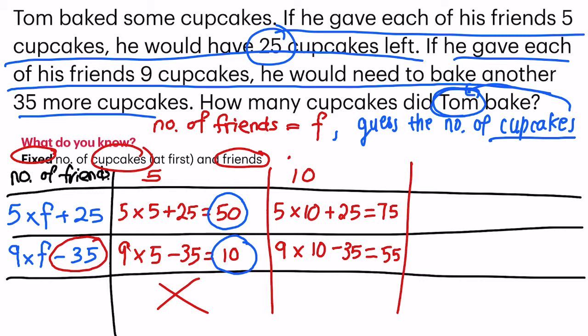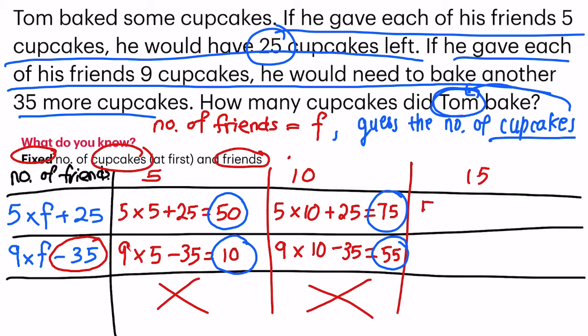So let's do a comparison. Based on the 2 scenarios, the first scenario, there are 75 cupcakes that Tom had baked at first. For the second scenario, we have 55 cupcakes that Tom had baked. Remember, there is a fixed number of cupcakes, so it should be the same, but it's not. So the number of 10 friends is wrong. So let's move on to the next guess. Let's guess 15.